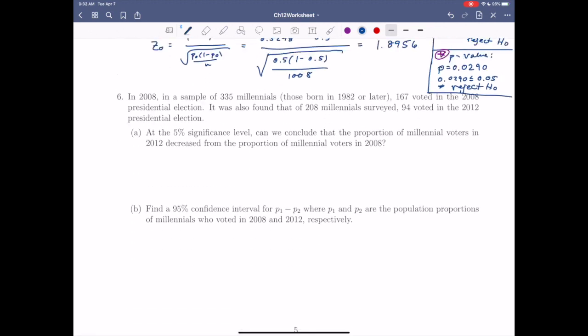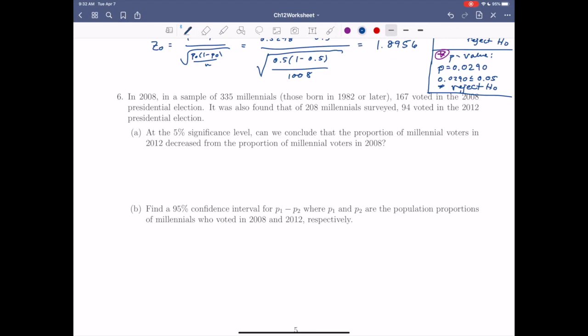So number 6 said that there was a sample of 335 people, and 167 of them voted in the 2008 presidential election. It was later found that of 208 people, 94 voted in the 2012 presidential election. And what we want to conclude is, can we be 95% confident that fewer people voted in the later election than in the earlier election? So has there been a decrease in the number of voters? And what we're going to do is compute everything.